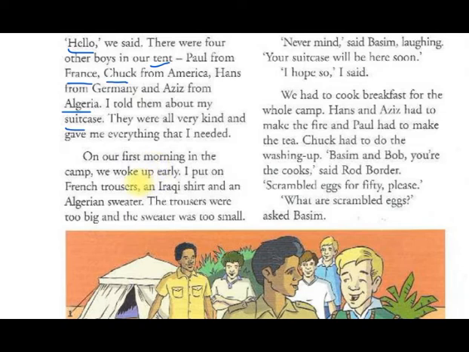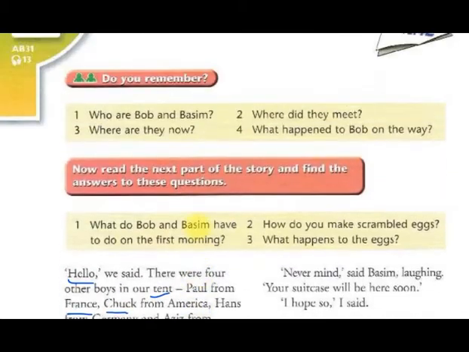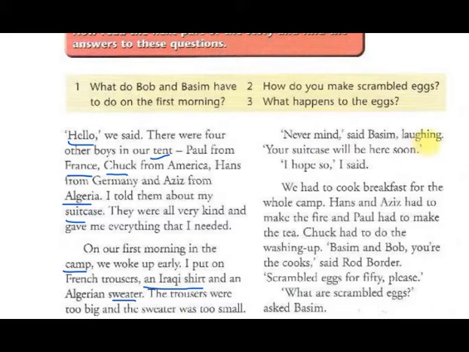On our first morning in the camp, we woke up early. I put on French trousers, an Iraqi t-shirt, an Iraqi shirt, and an Algerian sweater. Sweater means jacket. The trousers were too big and the sweater was too small. Never mind, said Basim, laughing. Your suitcase will be here soon. I hope so, I said.